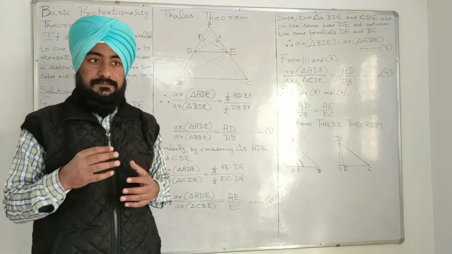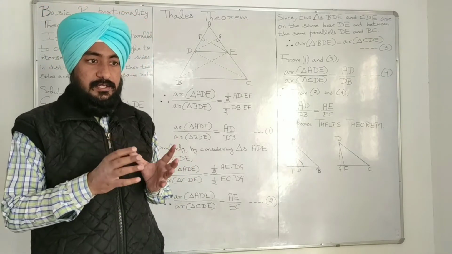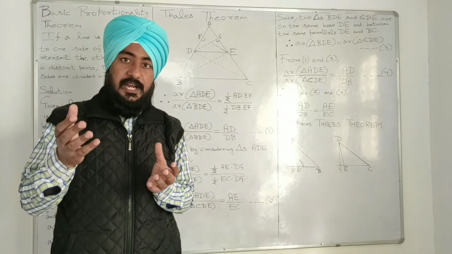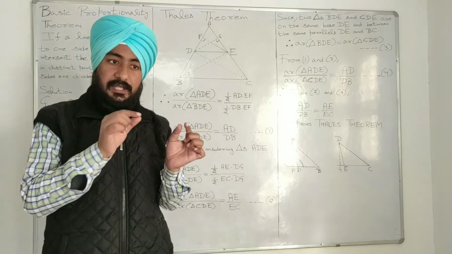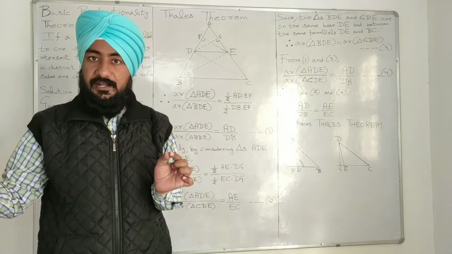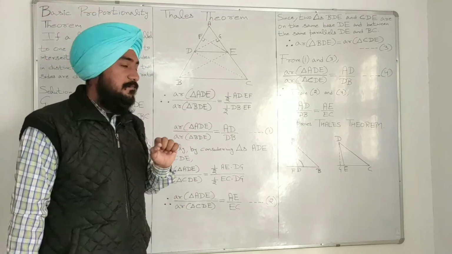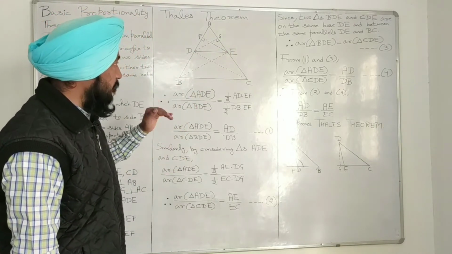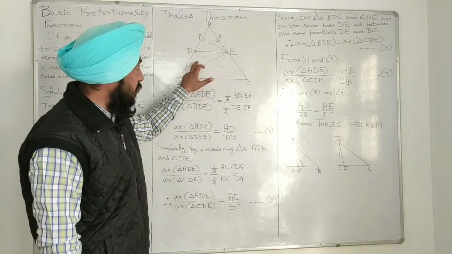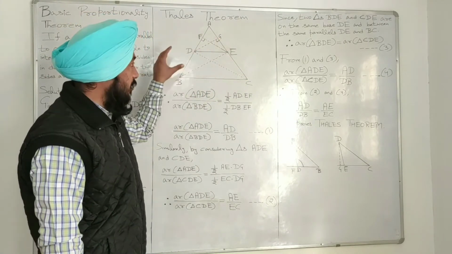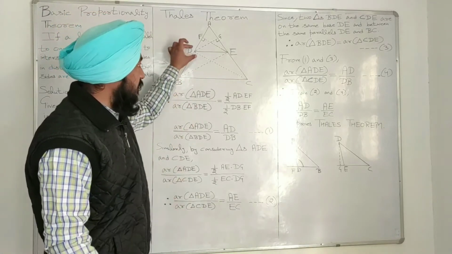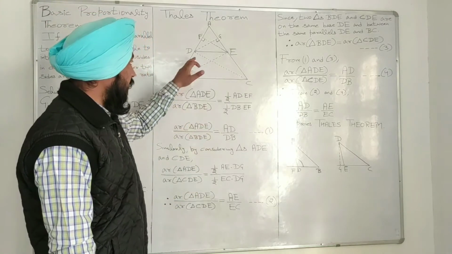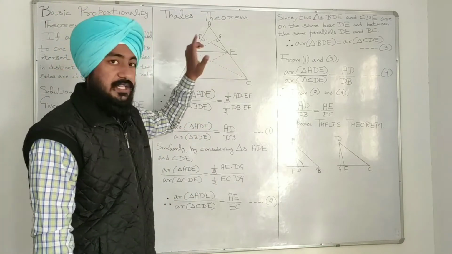What is the statement of this property of triangles? This property states that if two triangles are on the same base and they are in between the same parallels, then the area of one triangle is equal to the area of second triangle. So here the triangle DBE and triangle CDE are on the same base, which is DE, and they are in between the same parallels DE and BC. So according to this property, the area of triangle DBE is equal to the area of triangle CDE.